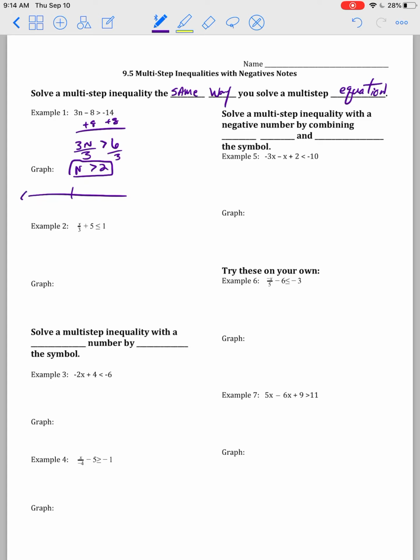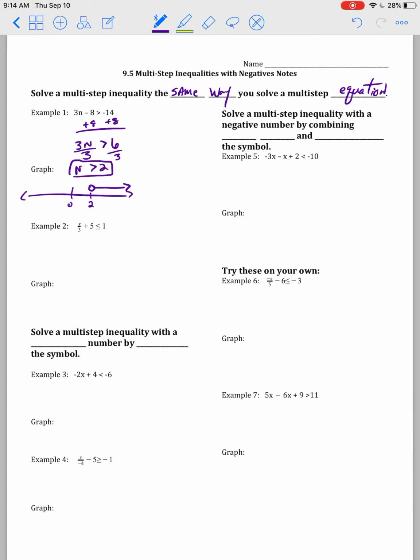Now we can graph that. That's a 0. We'll mark 2 here. Now, this is a greater than. And remember that greater than and less than are open circles. Greater than or equal to, less than or equal to are closed circles. So that means this will be an open circle and to the right.